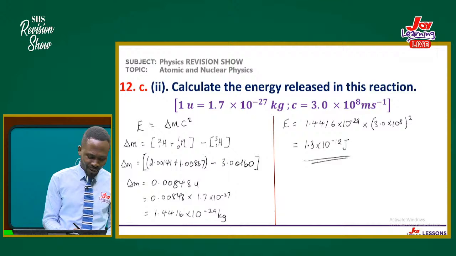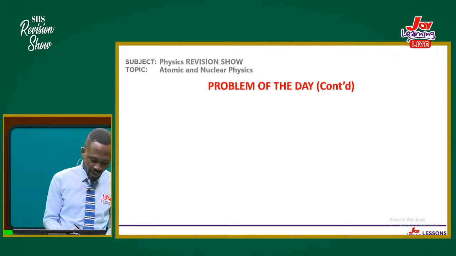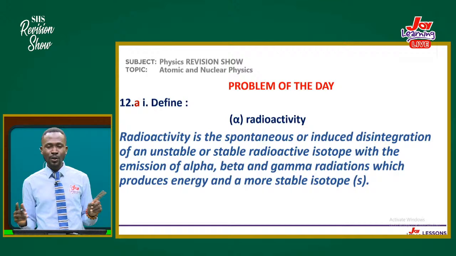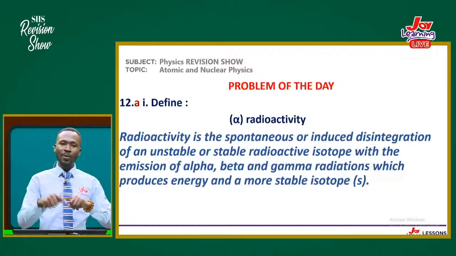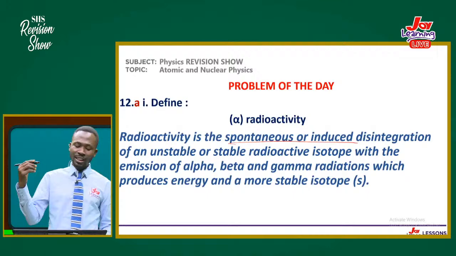We were asked to do some definitions. Wow, I'm impressed. That's very good, Joseph. We were asked to first define radioactivity. You will bear with me that when it comes to radioactivity, you could have natural radioactivity, and you could also have induced radioactivity. So to be on the safer side, when you are asked to define radioactivity, try to incorporate both natural and induced. So we would say radioactivity is either the spontaneous or induced disintegration of an unstable or stable nucleus.